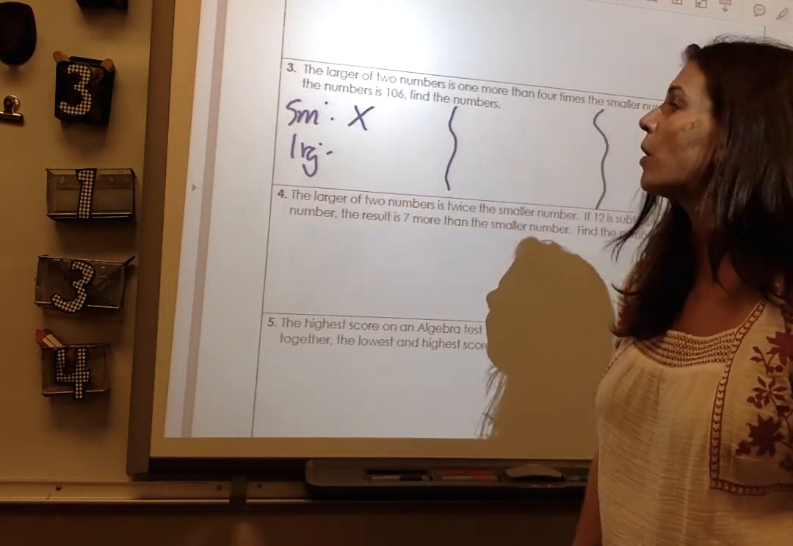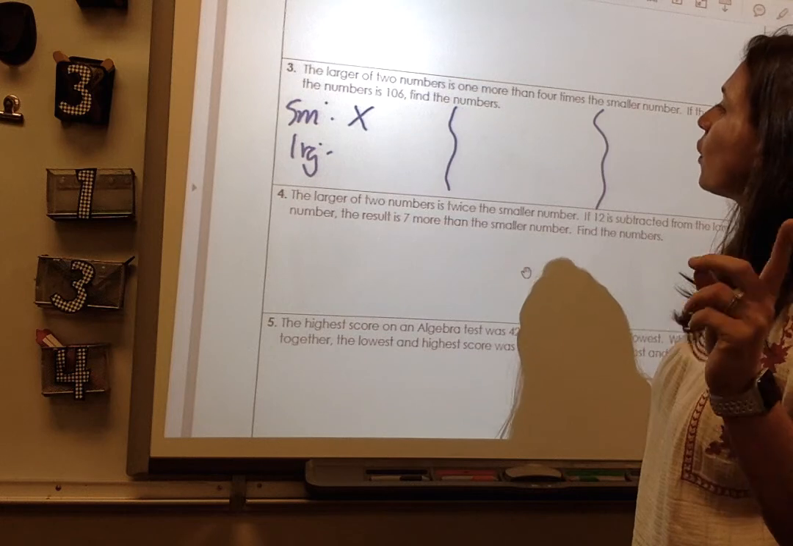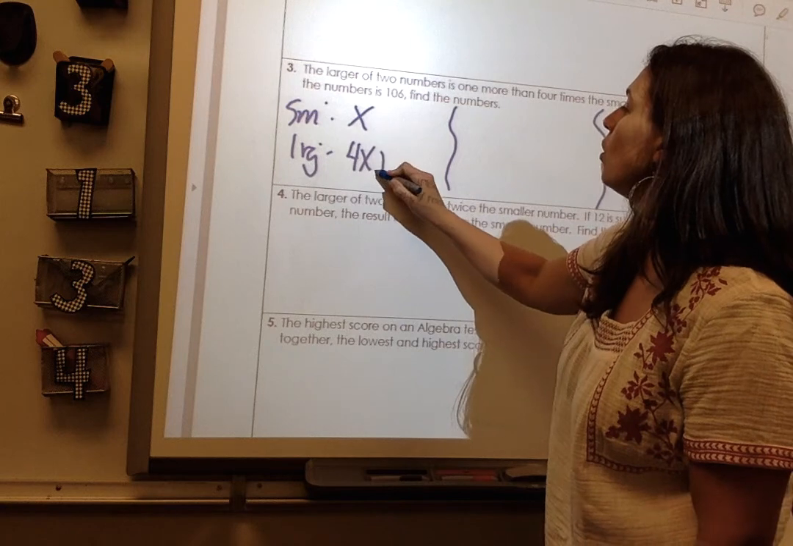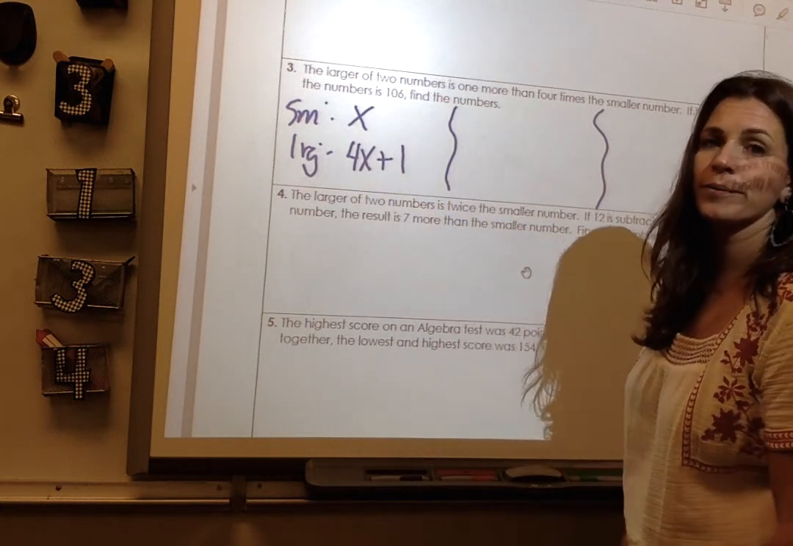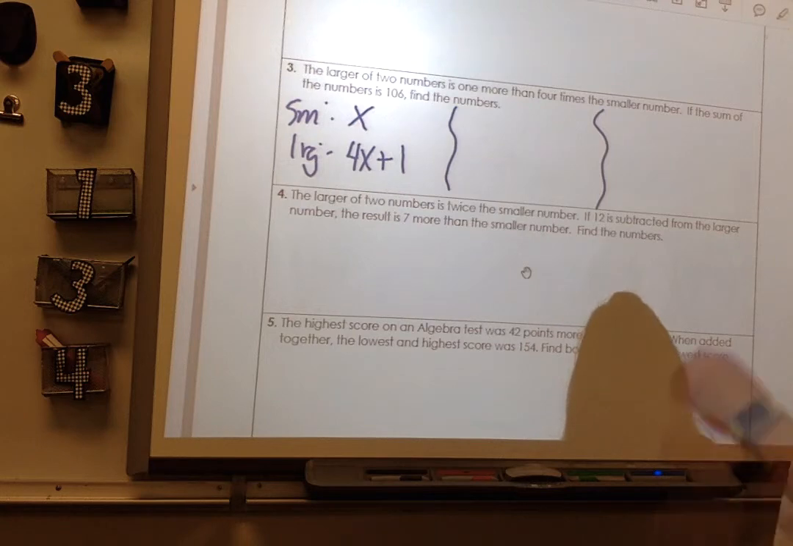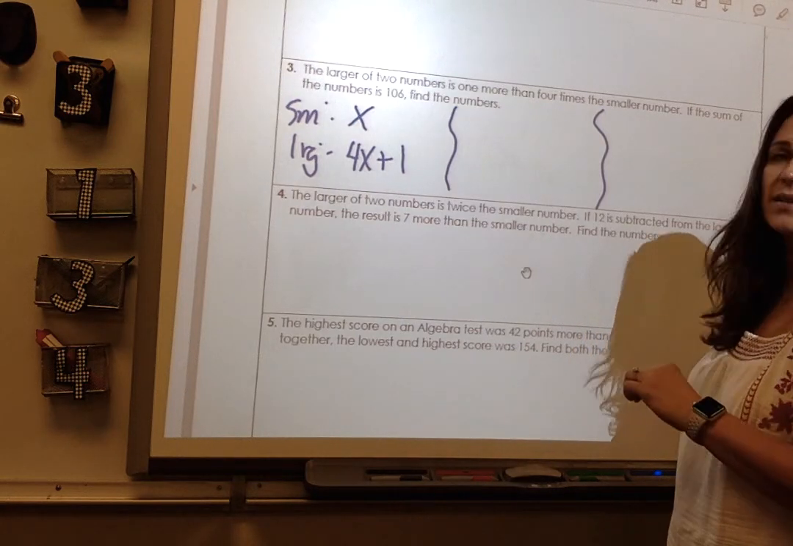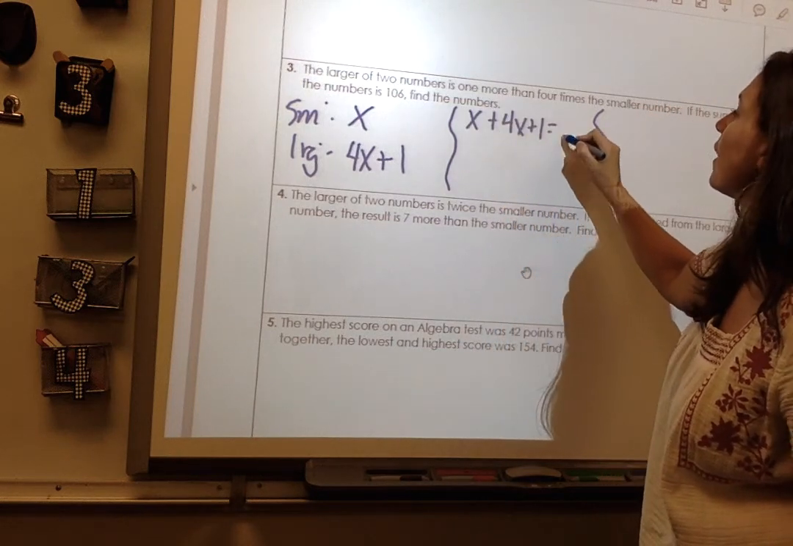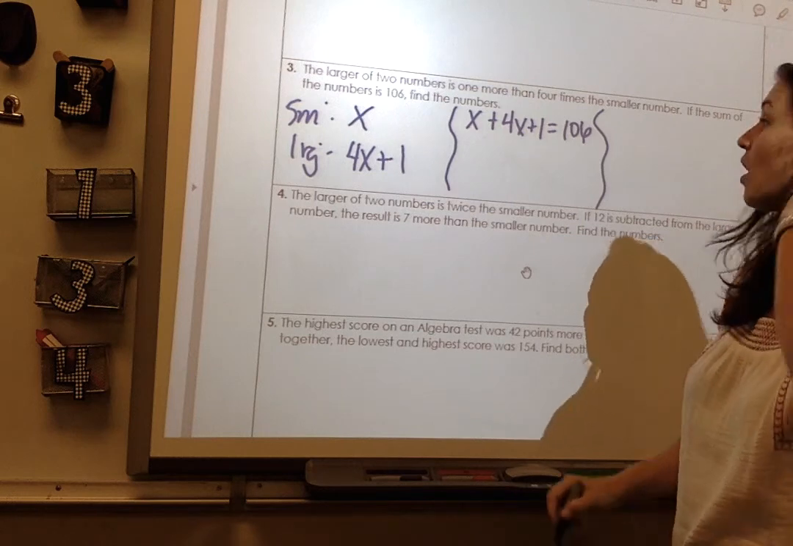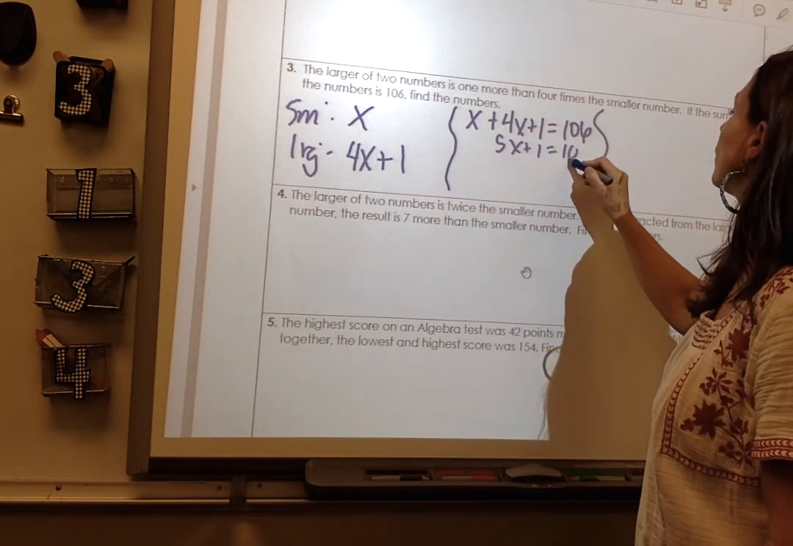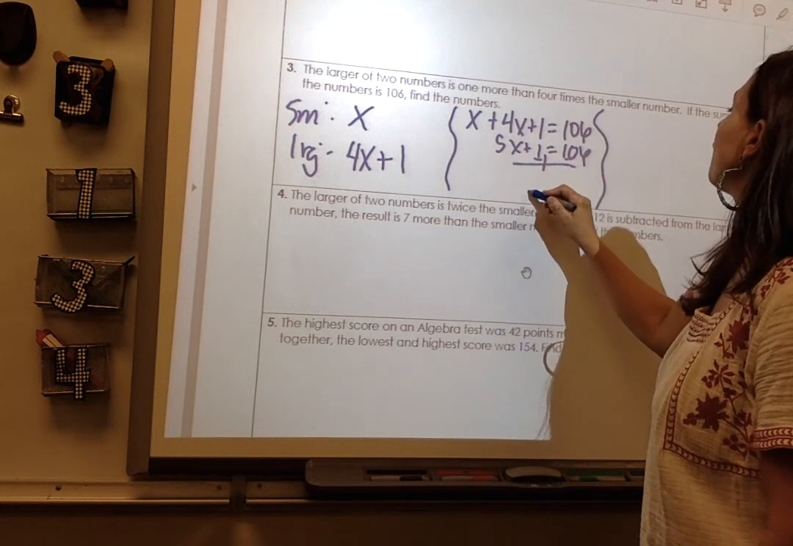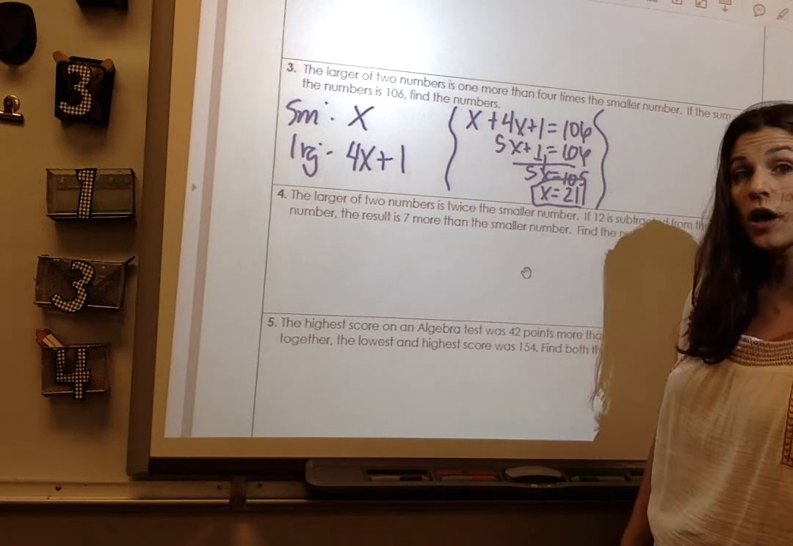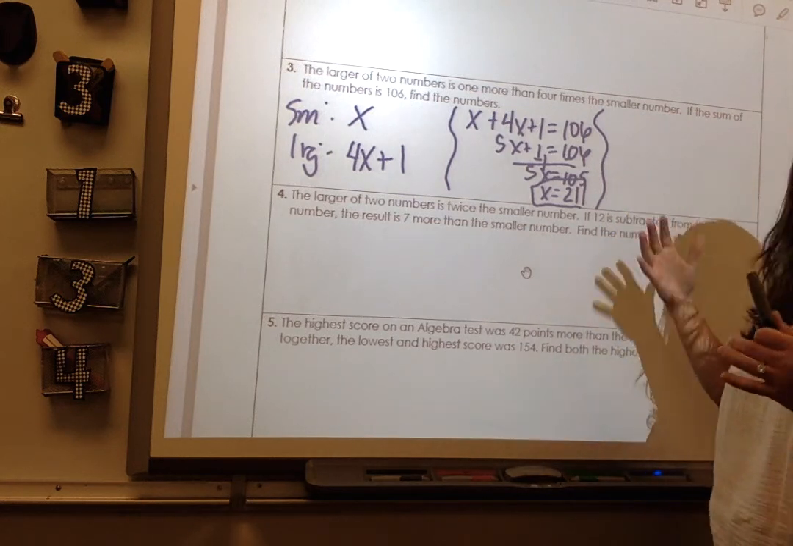I know nothing about my small number. But I do know that the larger is 1 more than 4 times the smaller. So that's how I've defined my variables. Now it says if the sum is 106. So that means add up my small number plus my large number, and that's going to be 106. And now I'm going to solve it. I get 5x plus 1 equals 106, subtract 1, 5x equals 105, and x equals 21. So now I've solved it, but this last piece is bringing meaning to it.